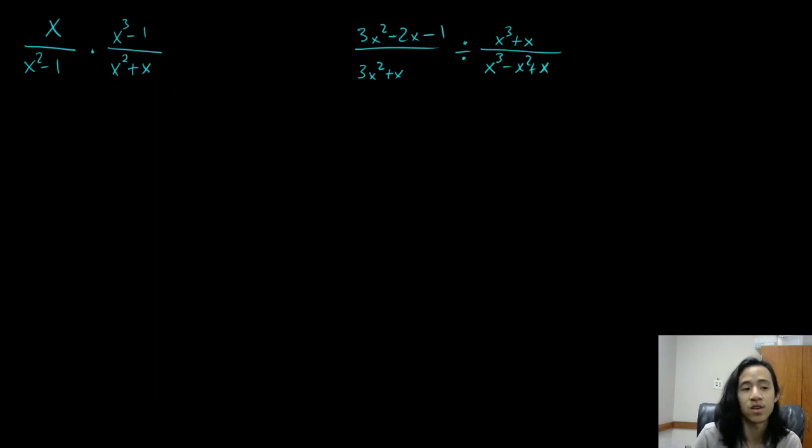Now the difference is that with multiplying and dividing rationals, you want to make sure you factor first, because that way you don't really have to FOIL stuff, and then you can see how you can simplify as well. You'll see what I mean. So take a look at this first example.